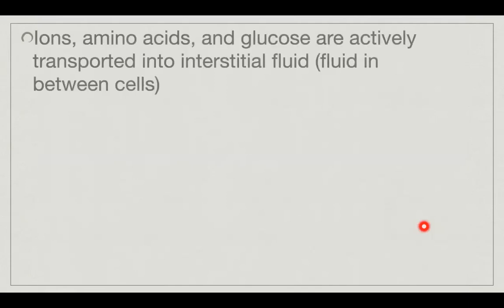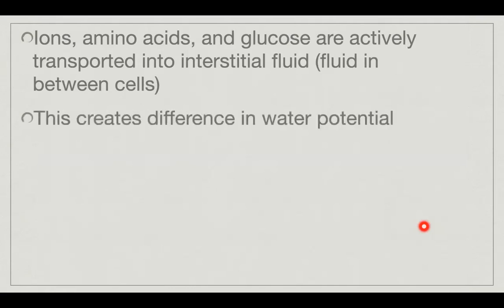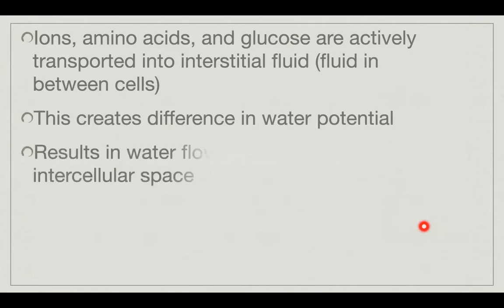Again, ions, amino acids, glucose, vitamins, minerals, anything that was filtered out of the blood are going to be actively transported into what's called the interstitial fluid, the fluid in between the cells. That will be reabsorbed by the blood. That is going to also create a difference in water potential. So this is going to result in water flowing out of the tubule into that space that follows it, because ions, amino acids, glucose, they're all solutes.